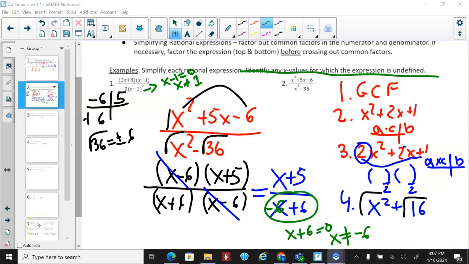So anytime we have x on the bottom of the fraction, we've got to make sure we set it equal to 0. Make sure to find the value of x that we cannot plug in or cannot have as a solution. Because if we do, it's going to give us a 0, which will make the function undefined.